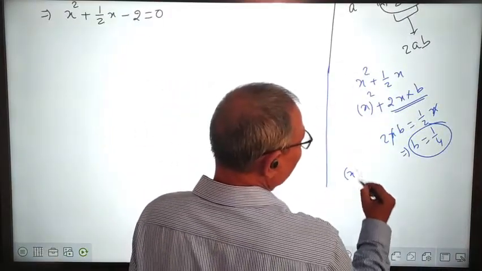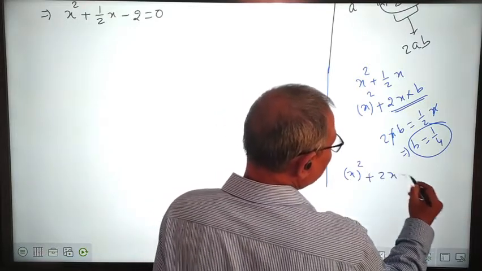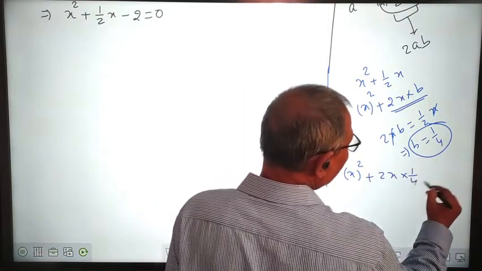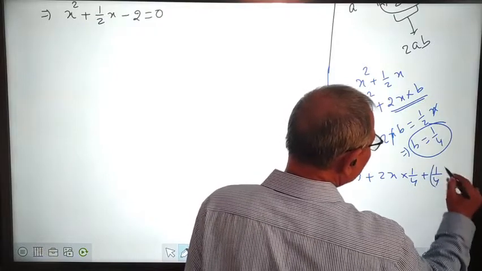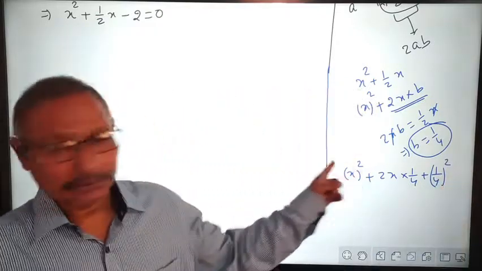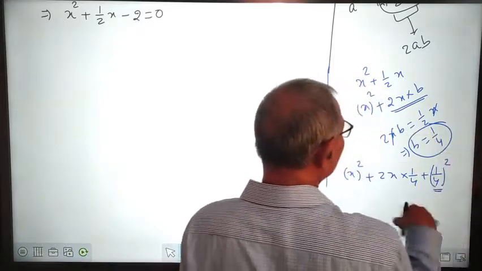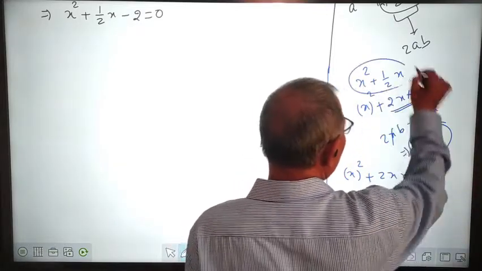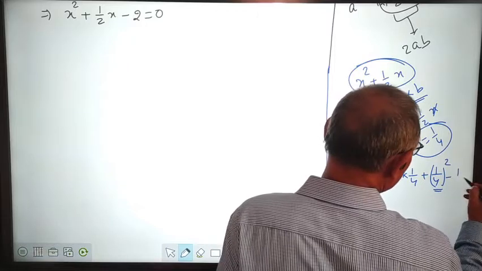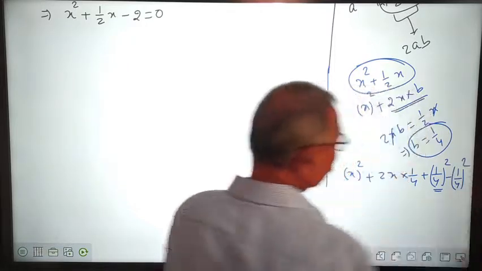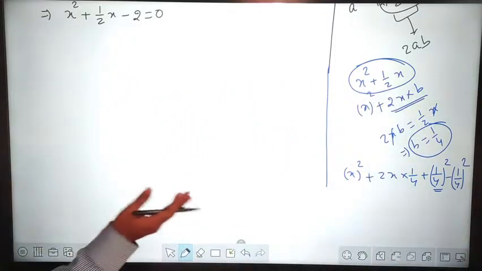x whole square plus 2 times x in place of b, 1 by 4, plus 1 by 4 square, so that it will become a perfect square. But this term is not included. This term is not here. So we must subtract this one. Okay, so this is the procedure.